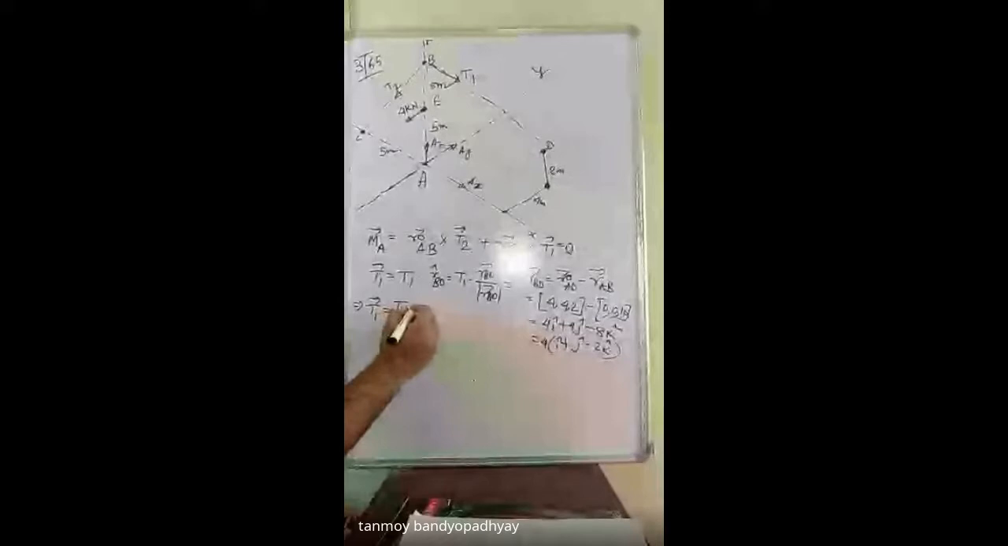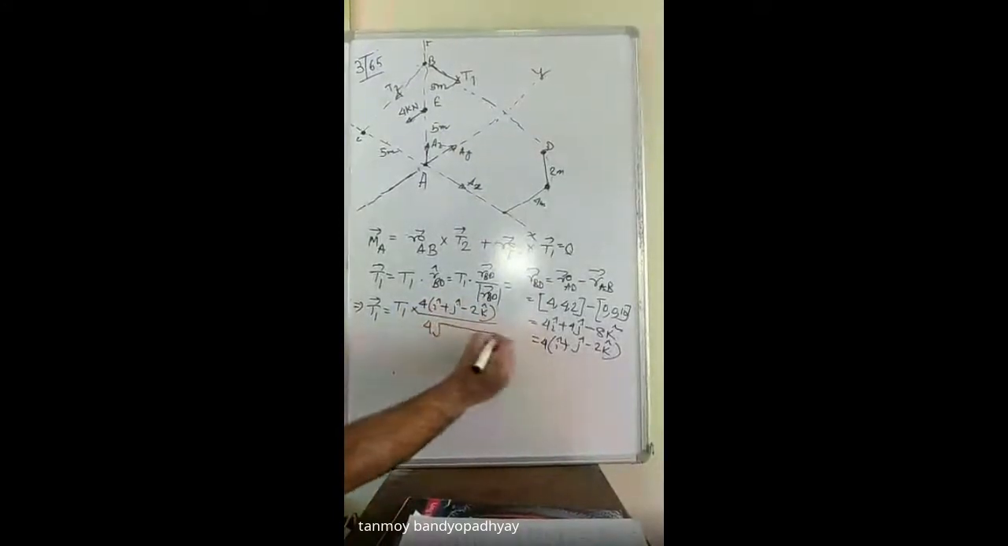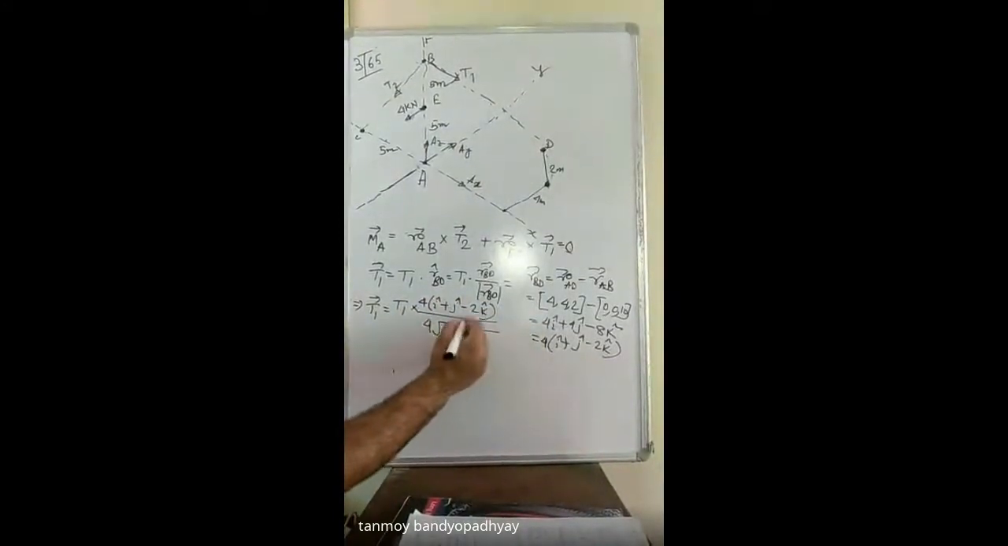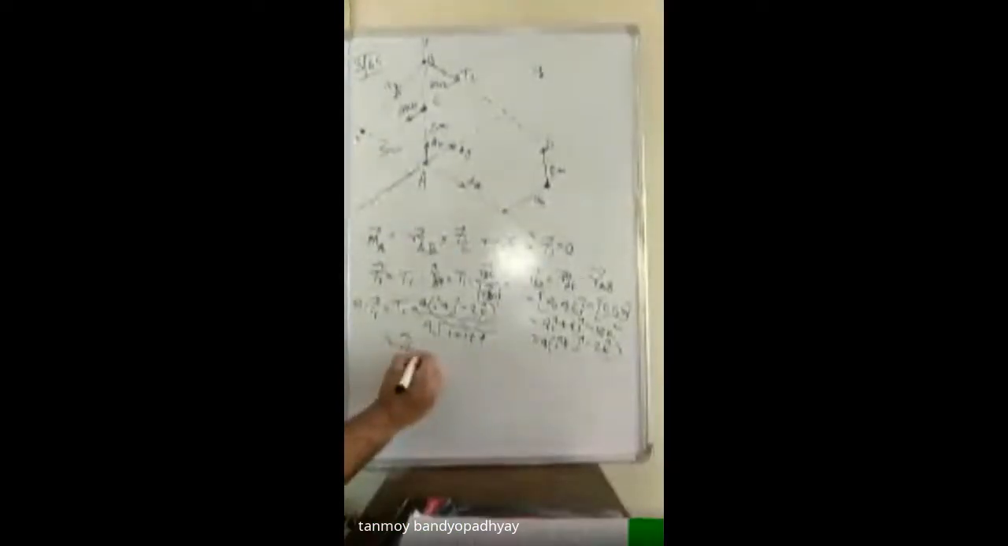So what will be T1 vector? T1 vector will be equal to T1 into i cap plus j cap minus 2k cap divided by 4 into root over 1 plus 1 plus 4. So it should be 6. So that is T1 by root 6 into i cap plus j cap minus 2k cap. This is T1 vector. ठीक है?